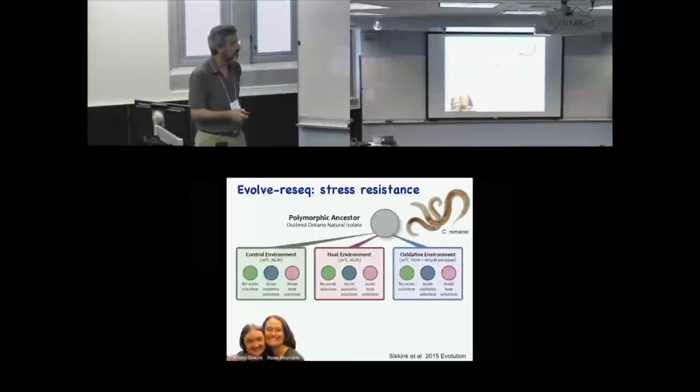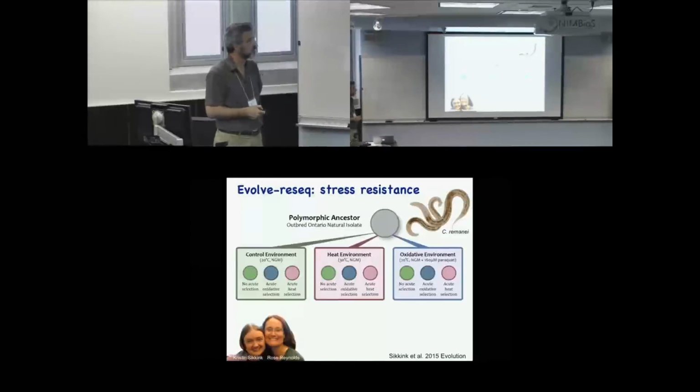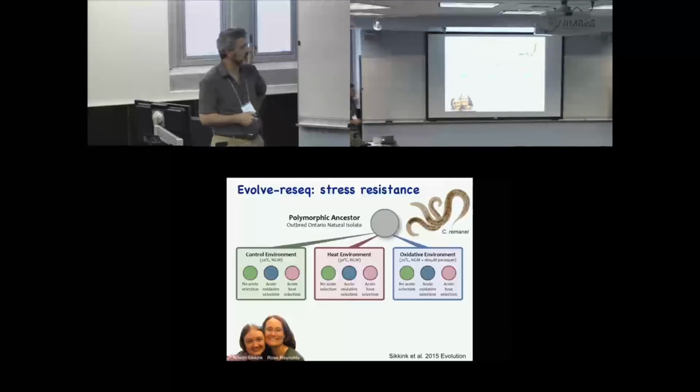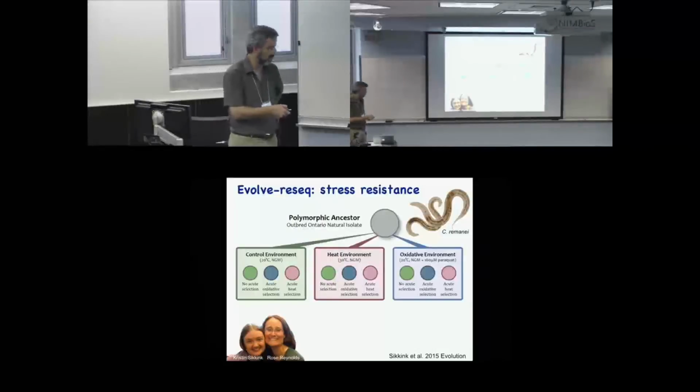So we've been working on this for a while using nematodes as a model system. This is a species, Caenorhabditis remanei, that's closely related to C. elegans. It's a better system for doing quantitative genetics because there's a lot of natural genetic variation. They're also an outcrossing species, males and females, so they have more normal population genetics. So we've been selecting them in a variety of stressful environments. I'll just talk to you. This is Kristen Sinkic and Rose Reynolds, a graduate student and postdoc that were in my lab that did a lot of this work.